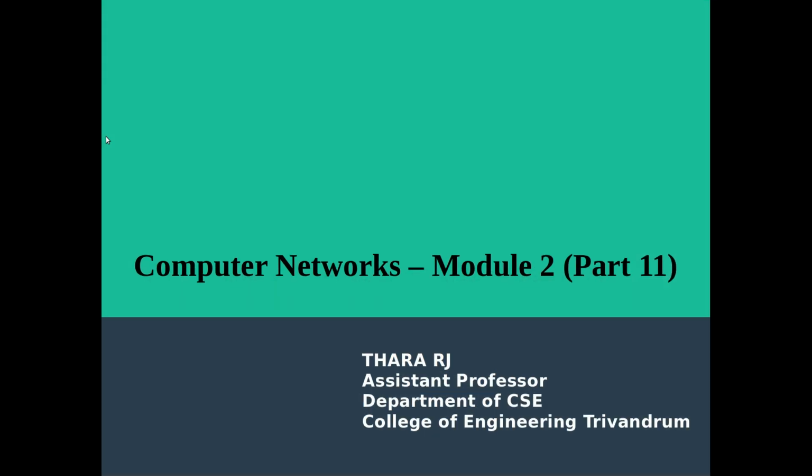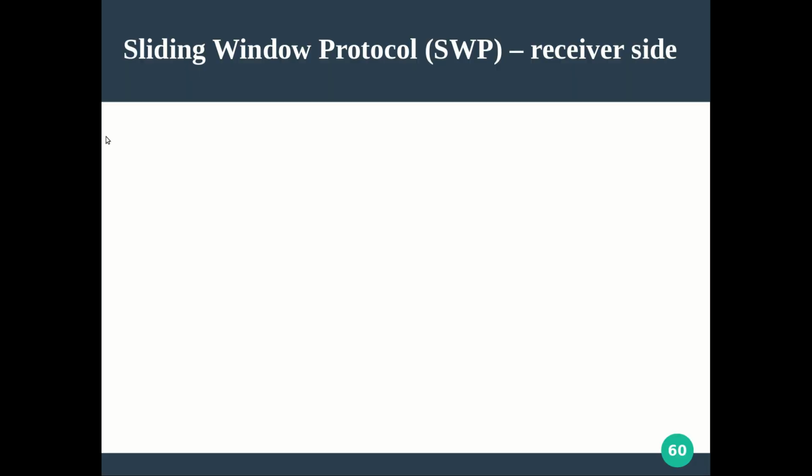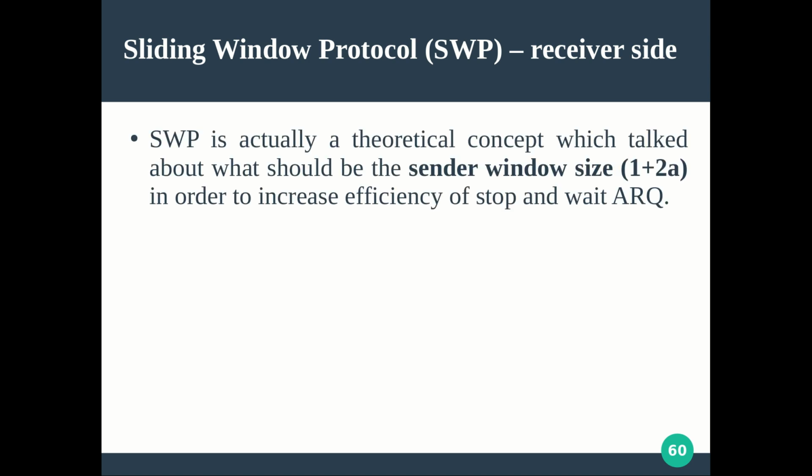So we were discussing the pipelining concept, or the sliding window protocol for flow control, and so far we saw the sender window only. The sender window in stop and wait is found to be 1, and to improve the efficiency we saw that we can increase the sender window to some maximum value of 1 plus 2a. So the sliding window protocol is actually a theoretical concept. What we have seen already is a theoretical concept which talked about what the sender window size should be only, that is 1 plus 2a, and it is to be increased to 1 plus 2a to increase the efficiency of the so-called stop and wait protocol.